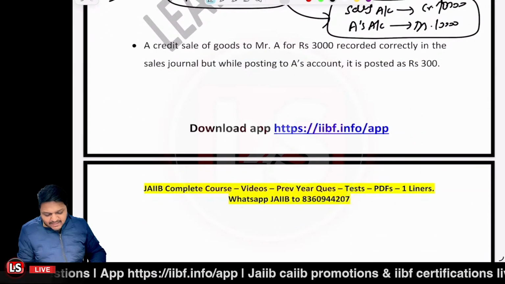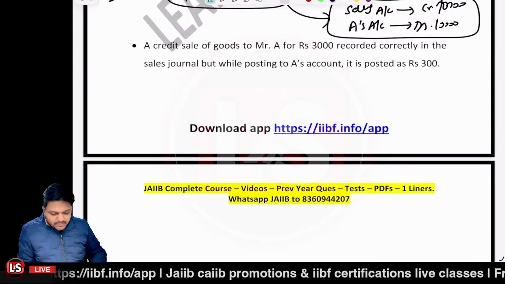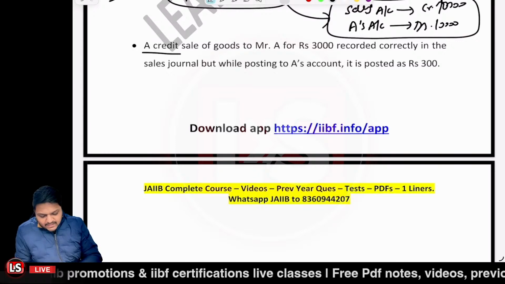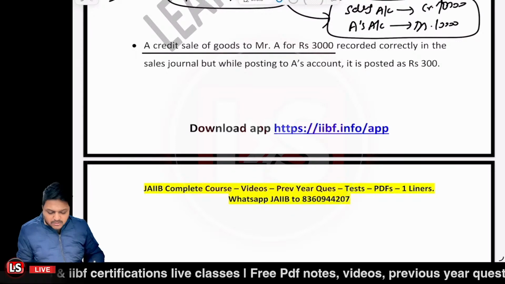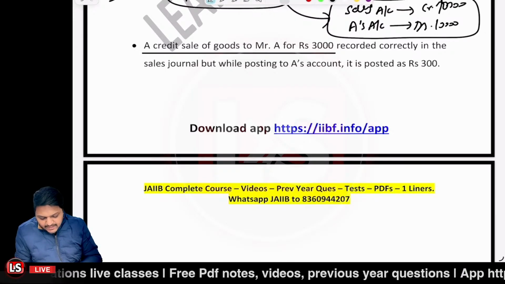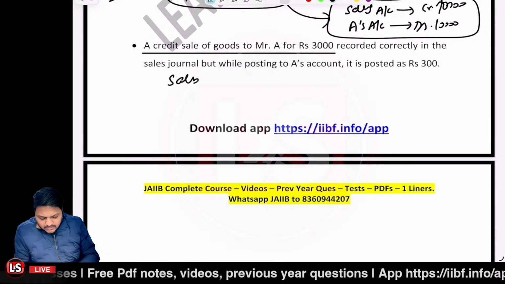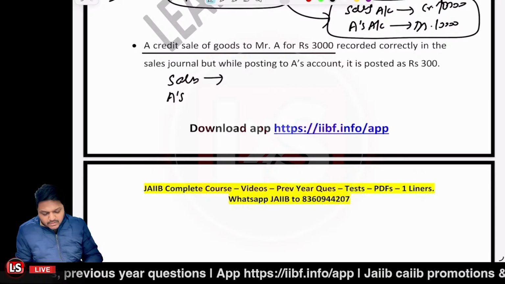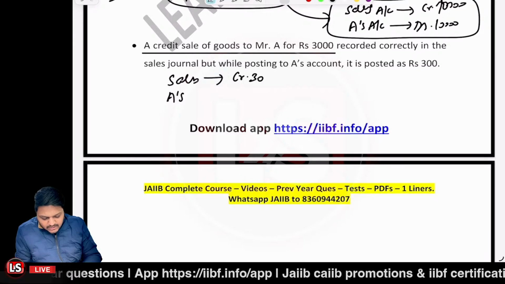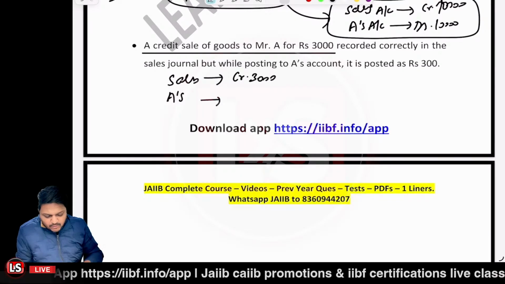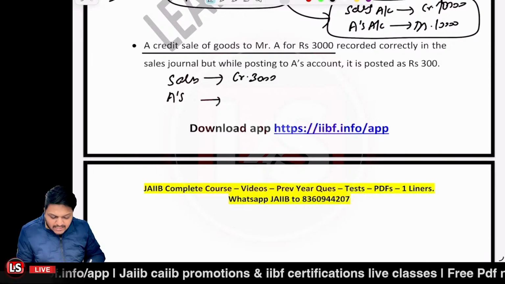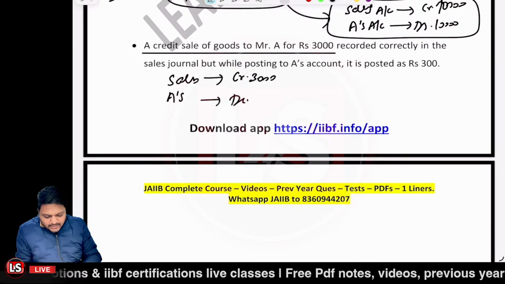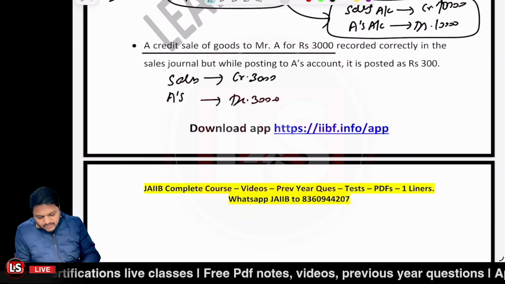It says a credit sale of goods to Mr. A for rupees 3,000 recorded correctly in the sales journal. Now, what will be the nominal entry? Credit sales means sales account is involved and A's account is involved. Sales is a nominal account and it's an income, so it is to be recorded with credit rupees 3,000, right? And A's account is to be recorded as what? It is basically debit the receiver, credit the giver. A is receiving the goods, so A's account is to be debited for rupees 3,000, right? It's a personal account. We have just read.